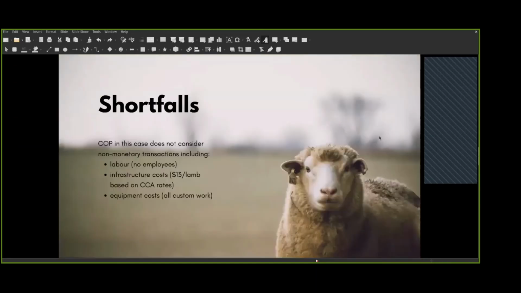So there are shortfalls to cost of production, which I kind of alluded to at the very beginning of this. The shortfalls are going to include, there's no labor included here. We're not incorporated, so we can't include that as an expense item.